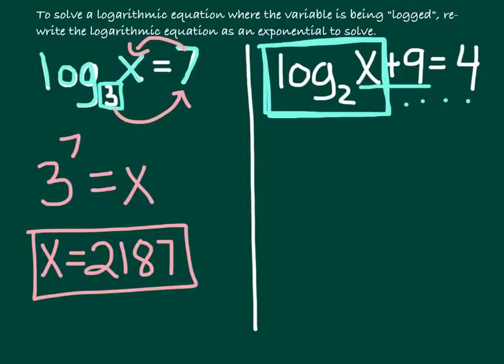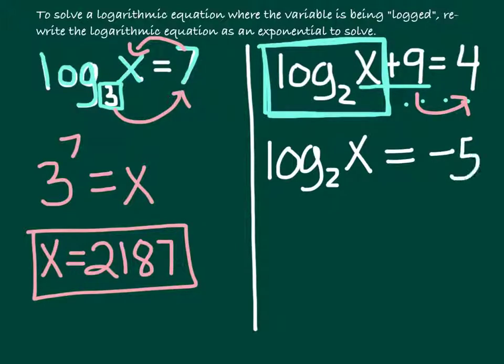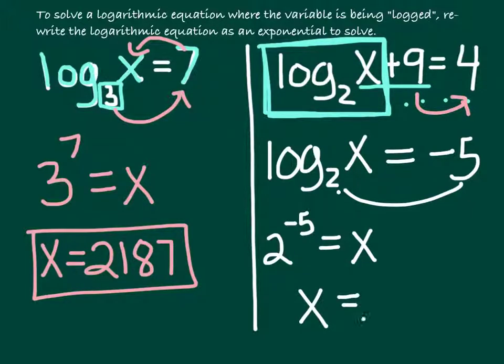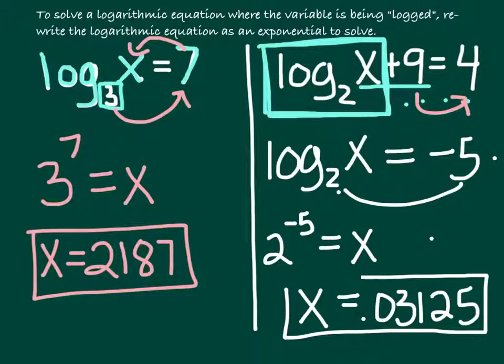So before we can rewrite this as an exponential, we have to get that 9 and move it to the other side. Subtract it. So we need log base 2 of x equals -5. Now, that means I am going to say 2 raised to the -5th power equals x, and x is 0.03125. You can do that in the calculator. As long as you get this work and this work written down, you can do the final computation in your calculator just fine.